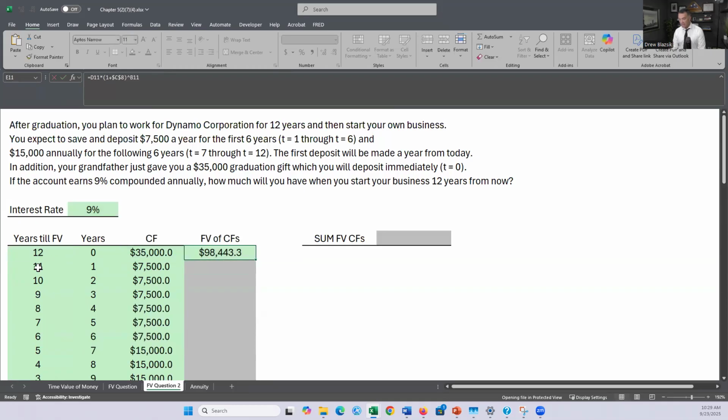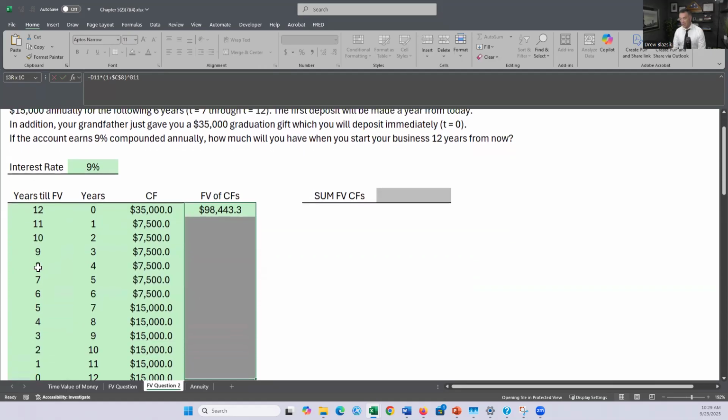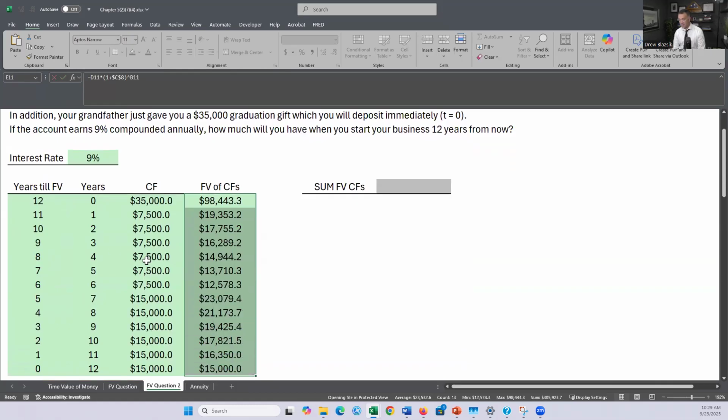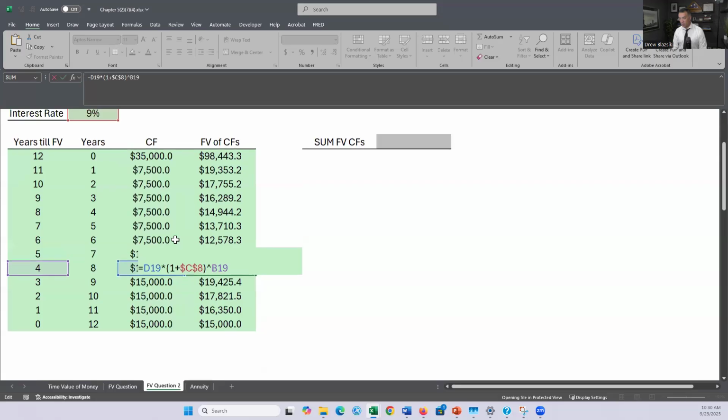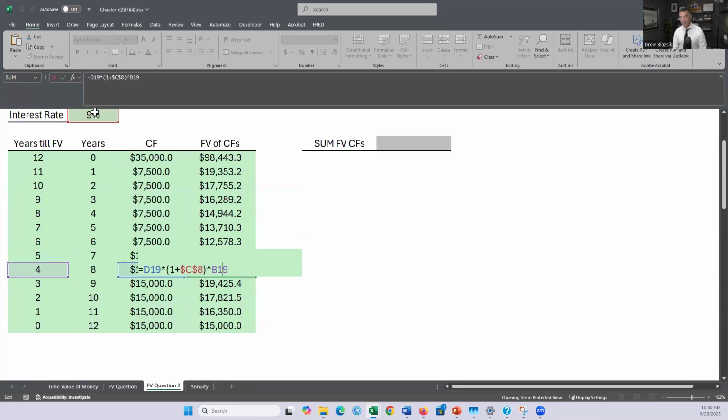So if you did it correctly, that 35,000 in 12 years at 9% will be 98,000. So I can drag that all the way down. And you'll know if you did it correctly if it lights up green, and it did. You see the last payment of 15,000 stays 15,000 because it's paid in the 12th year. It didn't have time to compound. I'm going to pick a random one here, and you can see how it's done. It was this cash flow multiplied times 1 plus the interest rate, which did not drag down because we had dollar signs, to the power of, and that did drag down, of 4.